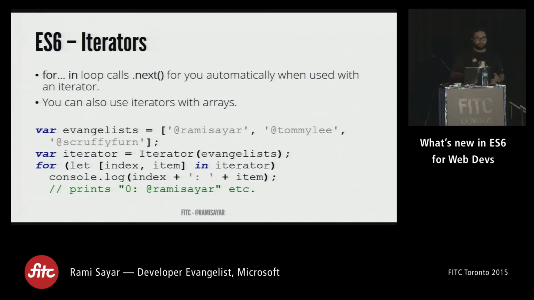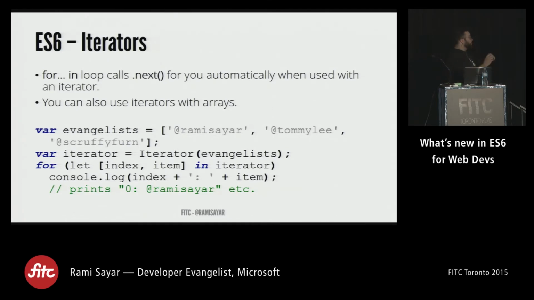Well, the nice thing is that we're also introducing a for in loop function. And this is going to call next for you automatically whenever you use it with an iterator. So as opposed to writing a for loop by calling next every single time, you can just say for in this iterator do this. You can also use it with arrays. And this is very powerful as well.